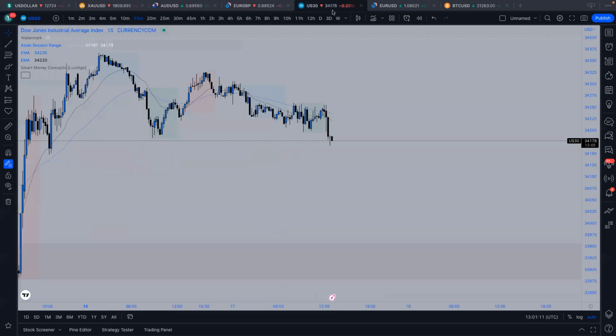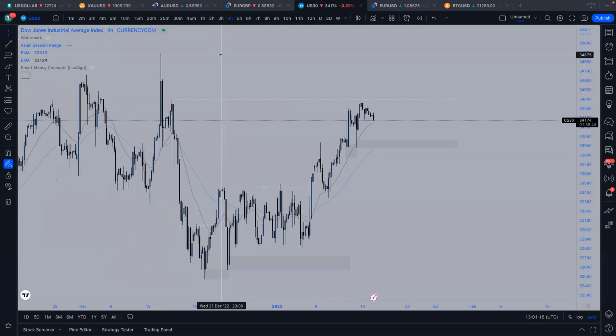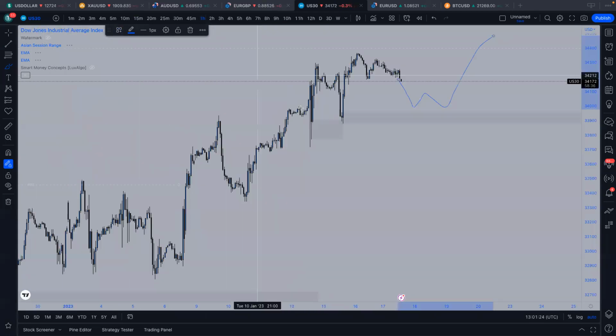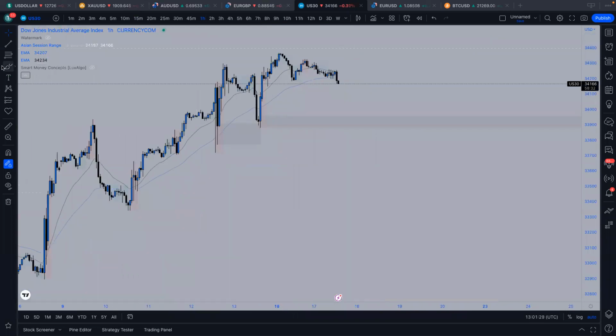Euro pound, obviously, I'm in and explained. US 30, again, nothing really of great significance. Just waiting for some sort of pullback and continue higher. Potentially, we could see that going into the New York session. We could have a run of all of this high. That could be quite nice.